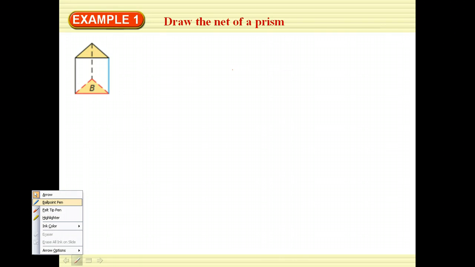Remember that it's made up of 2 bases, so I'm going to have 2 triangles, and it's made up of 3 parallelograms, in this case rectangles. And so when I think of unfolding this and how it would look, there would be one of the lateral faces, rectangular shape. There is the other one, and there is the third one. And then I would have a triangle on top, and I would have a triangle on bottom. So that is what the net would look like.